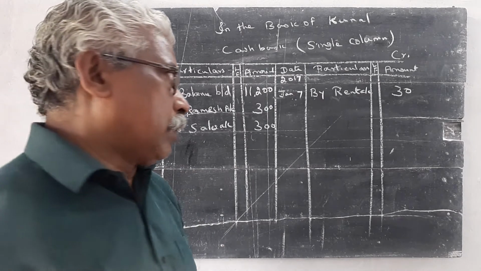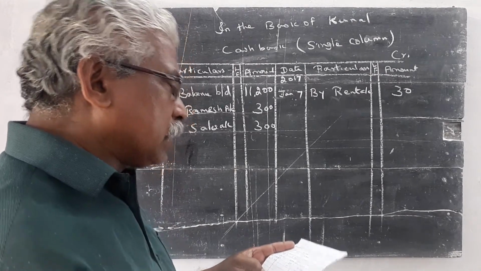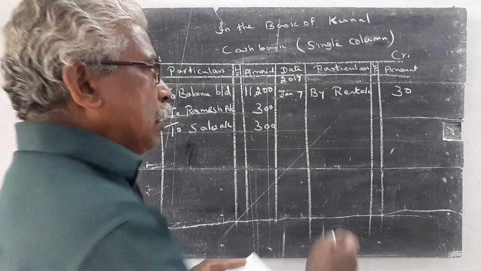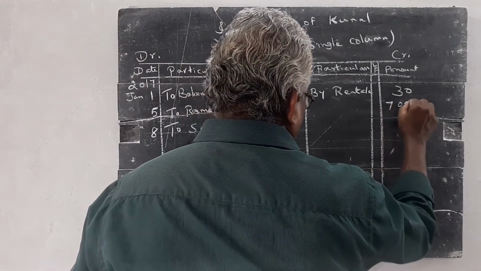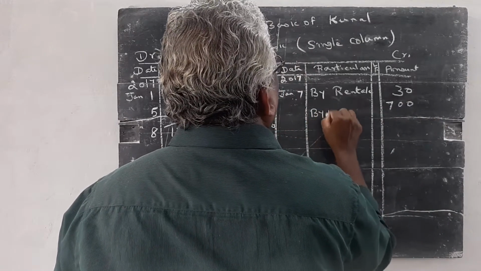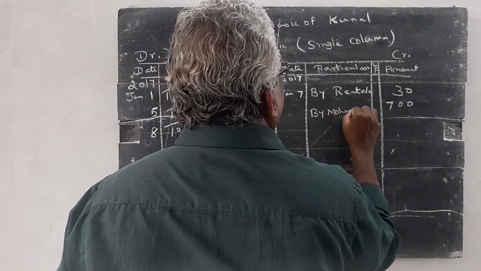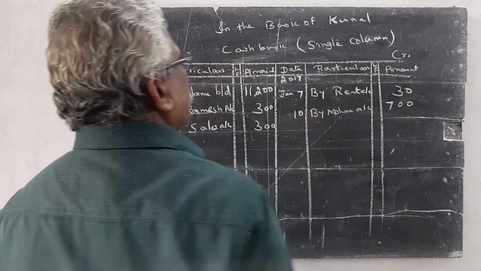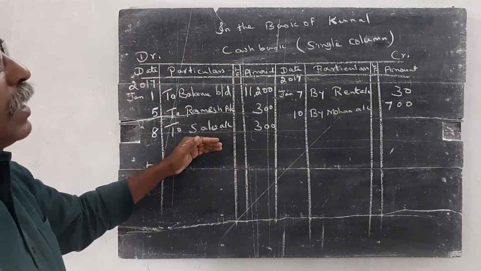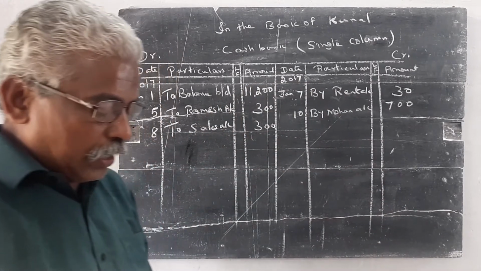Paid Mohan. How much amount paid to Mohan? 700 rupees paid to Mohan. So, cash goes out. So, this 700 is entered here, by Mohan account. Here you write the date 10. Simple. Any cash comes in, it is entered here. Cash goes out, it is entered here. That is the only thing here.